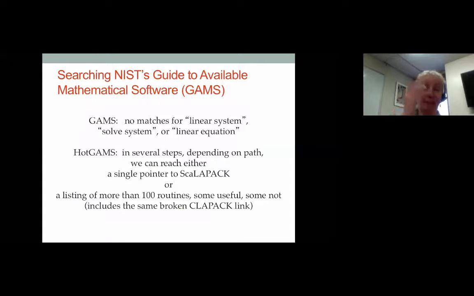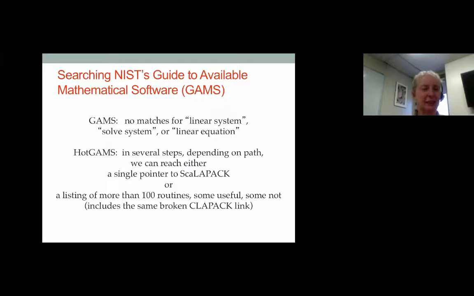Okay. And so now I'm going to turn to another package, which is from the National Institute for Standards and Technology, called the Guide to Available Mathematical Software, and it gets abbreviated as GAMS. GAMS has some search capabilities, and so I got into the GAMS search, and I searched on linear system, and I got nothing. So then I thought, well, I'll try solve system, because that's really what I'm trying to do. And again, nothing was returned.